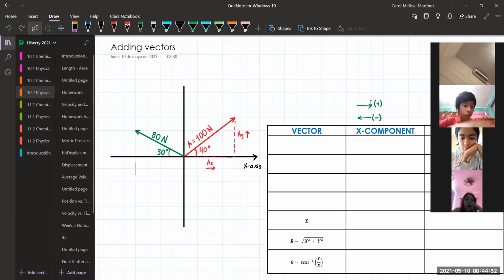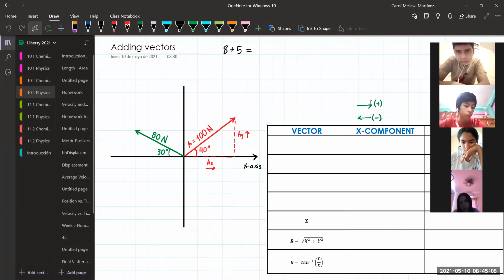Now, how are we going to be working to add vectors? So far, you already know how to add. For example, if I tell you how much is 8 plus 5, you already know how to get that, okay? Or you don't. Guys, do we need to go to first grade? 13.